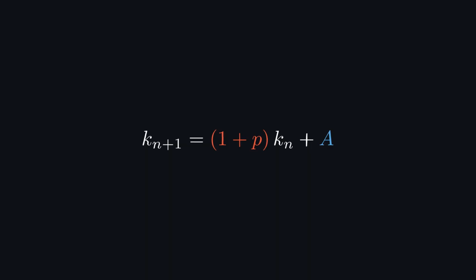Move things around and there it is, a linear difference equation of first order but with a constant A sitting on the right. That constant is what makes it non-homogeneous. And it's exactly what makes it interesting.